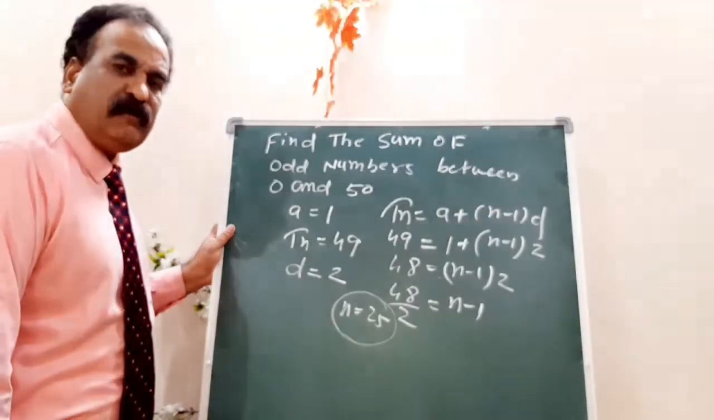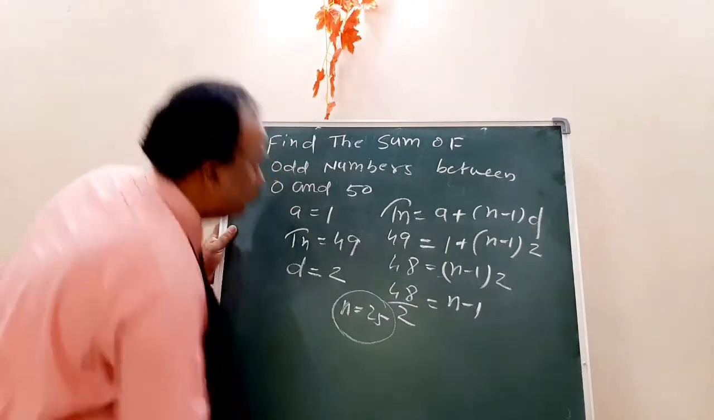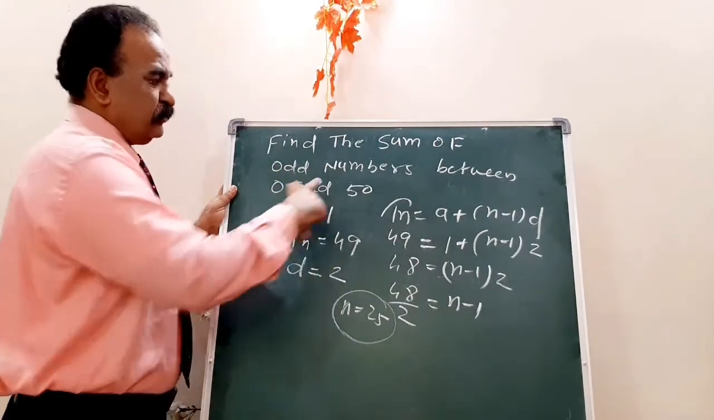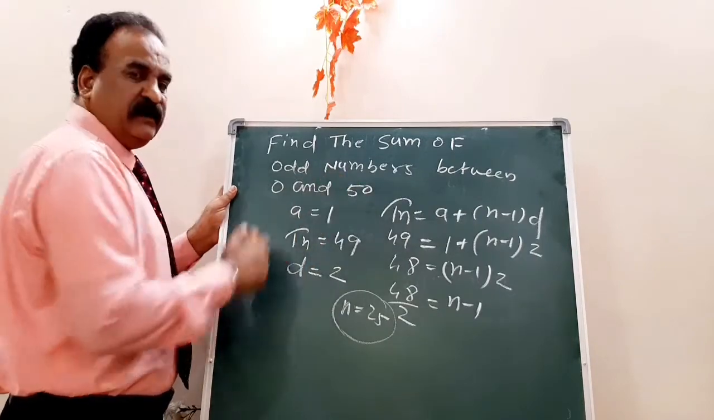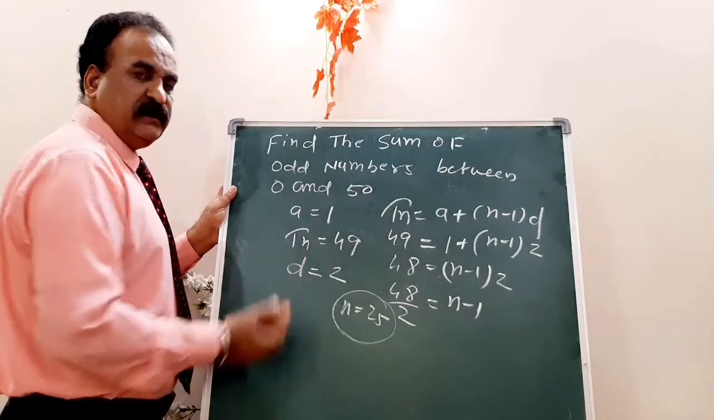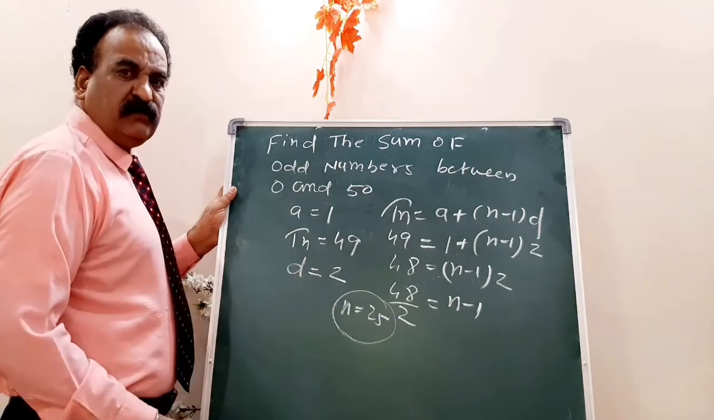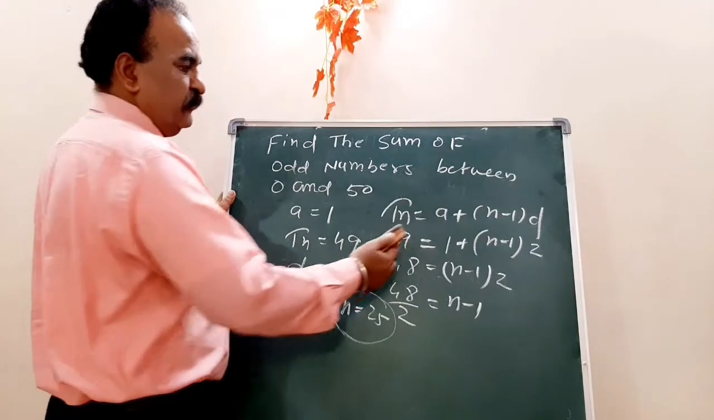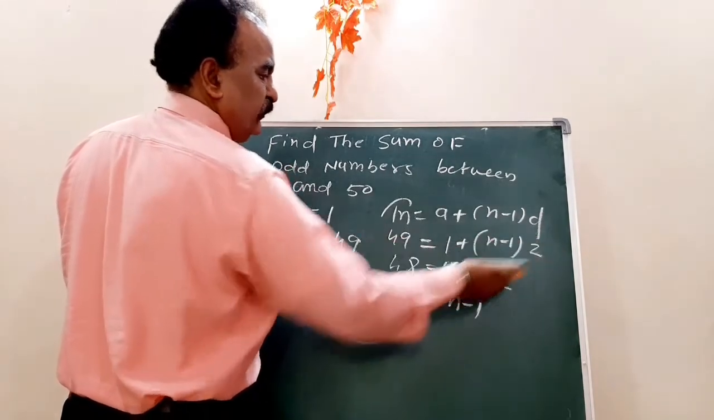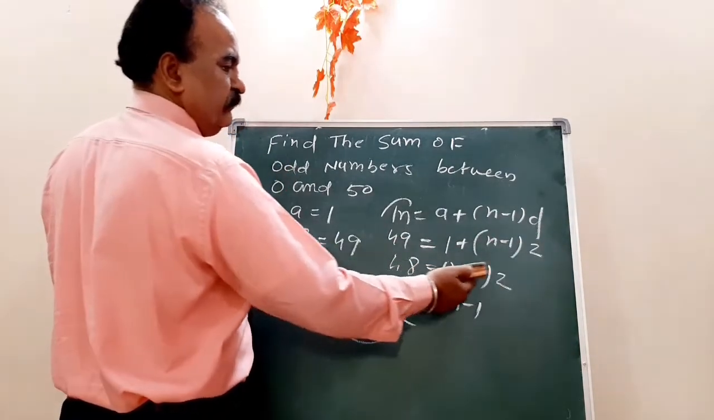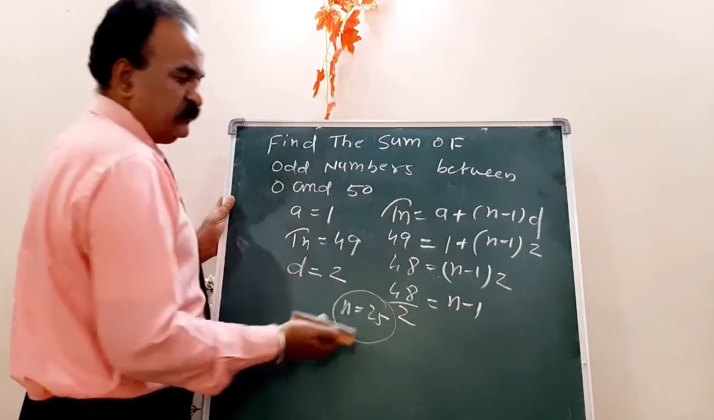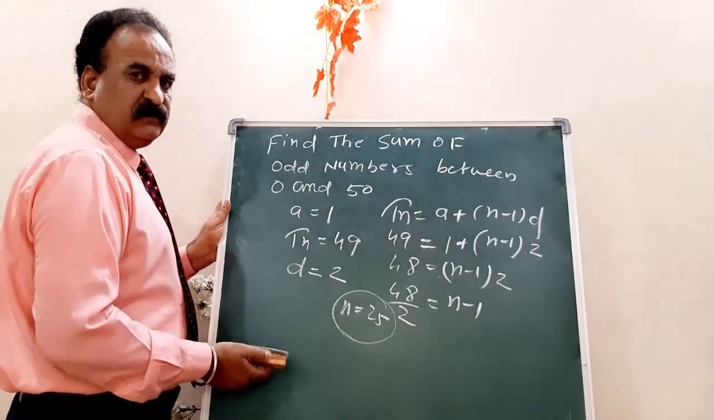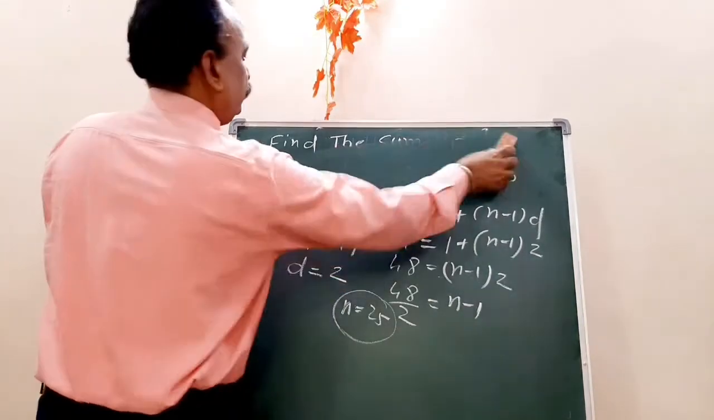Now we have to find the sum of 25 terms. Let us see. Clear? a is equal to first term, because 0 and 50, the first number a is equal to 1. Last term Tn equal to 49. Common difference d equal to 2. So Tn is equal to a plus n minus 1 into d. So 49 is equal to 1 plus n minus 1 into 2. So 48 is equal to n minus 1 into 2. Transfer 2 here. So 48 upon 2 equal to n minus 1. So n is 25.